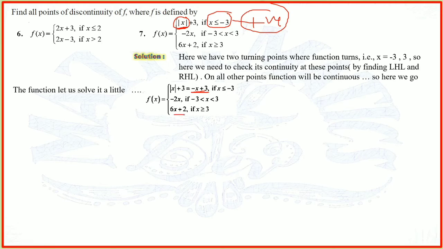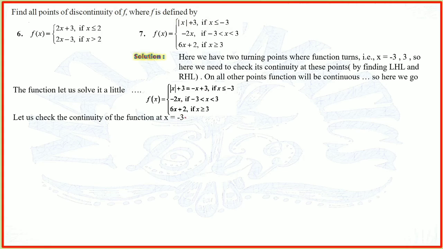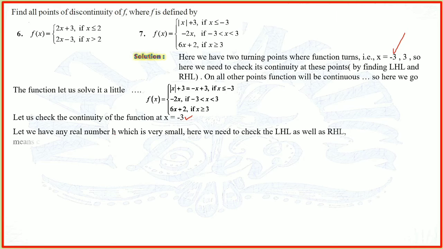And then minus 2x and 6x plus 2. There is no change for these two functions. These will be as they are. So now we will proceed. Let us check the continuity of the function at x is equal to minus 3. First of all, we are starting with the first point, that is minus 3, and then we'll go for plus 3. So for minus 3, let h be any real number which is very small.